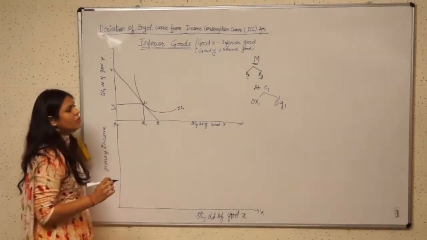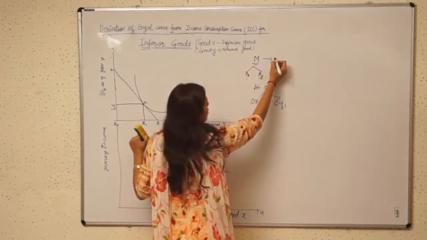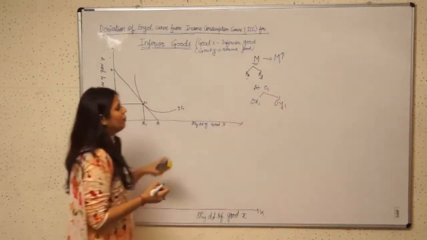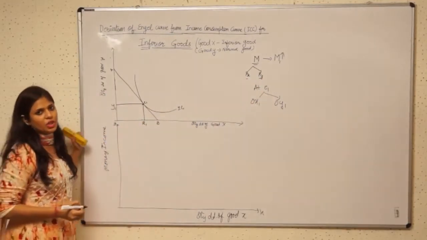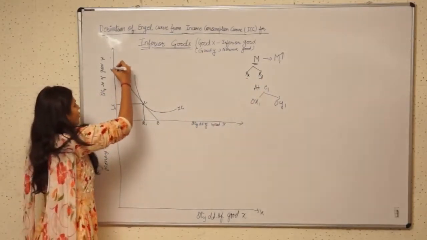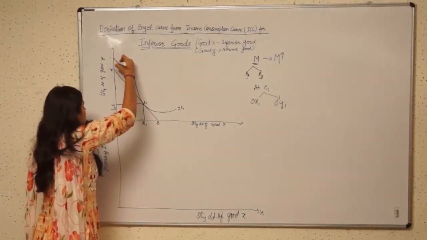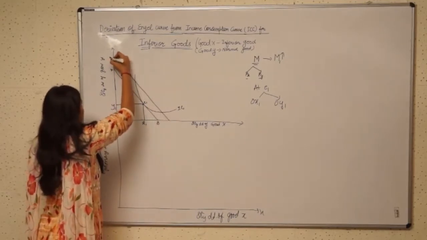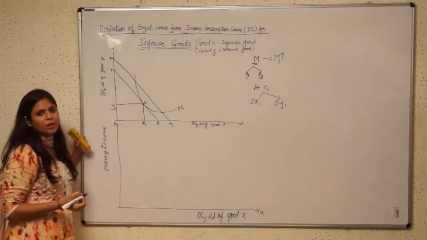Now, let us assume there is an increase in the money income of a consumer from M to M1, while the prices of commodity X and Y remain unchanged. So in such a case, there will be a parallel rightward shift in the budget line. So we will get a new budget line as A1, B1.